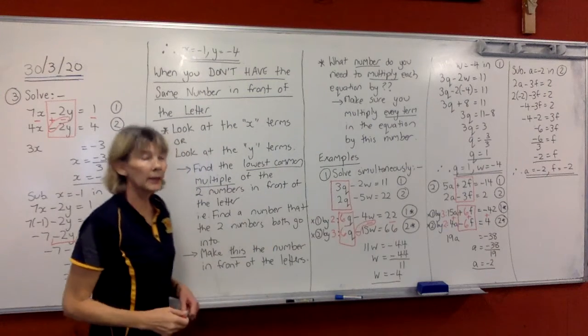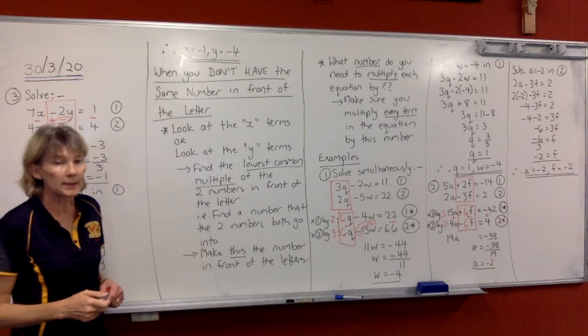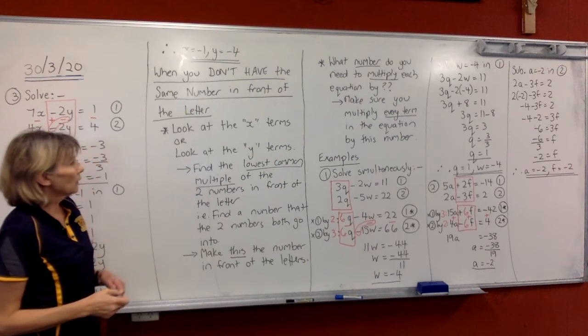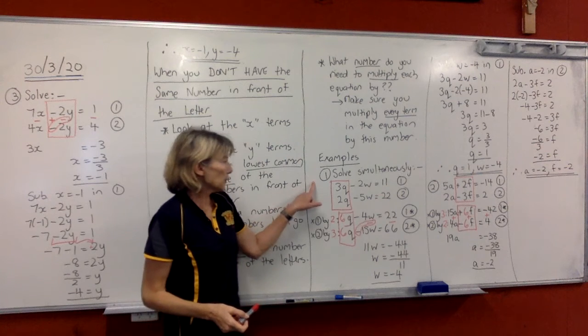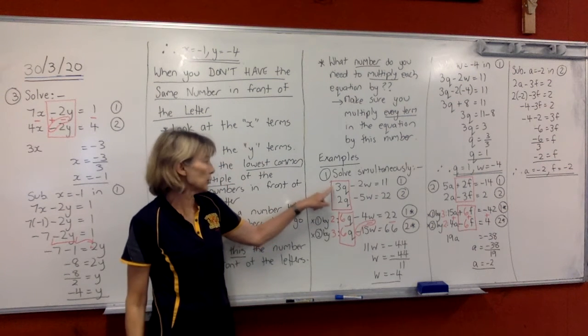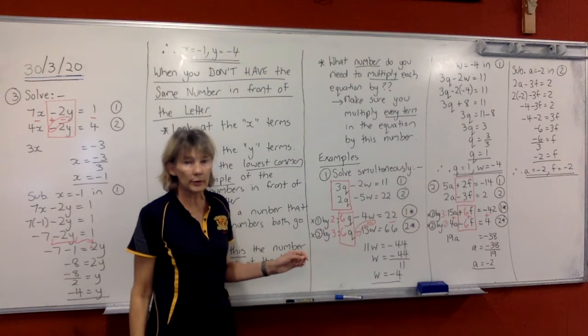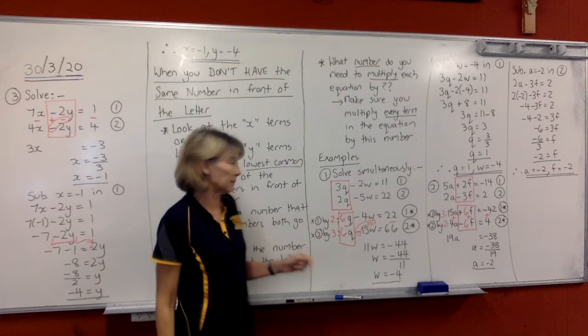So these questions can get a little bit harder when you don't have a number in front of the letters being the same. So I'm going to go straight to the example and explain how it works. So we're solving simultaneously these two equations. When we look at the q's, the number in front is not the same. When we look at the w's, the number in front is not the same.